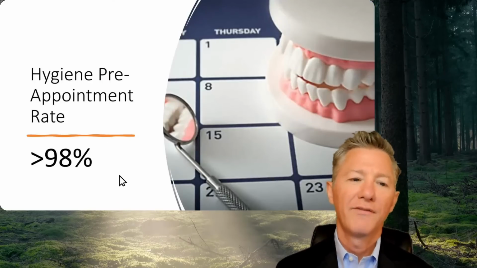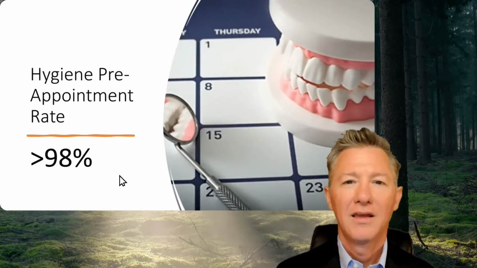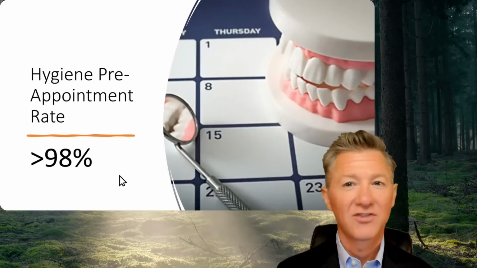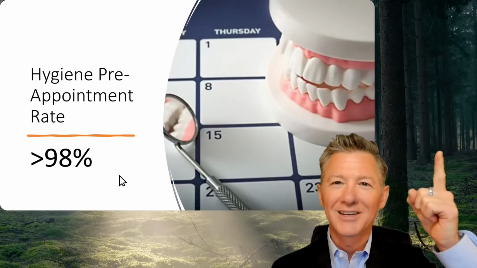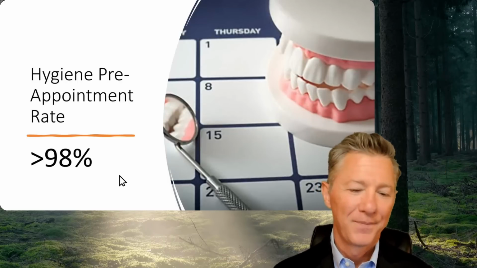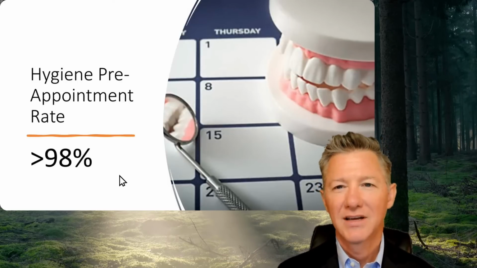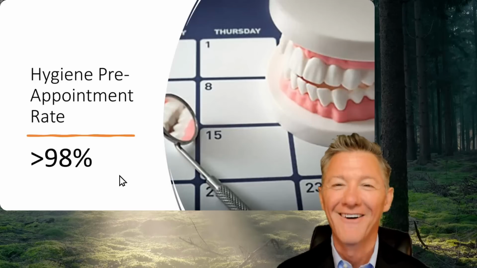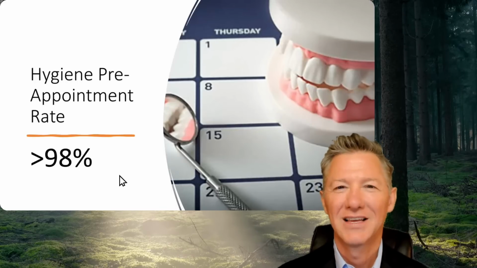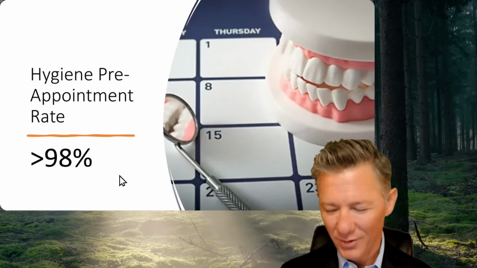The next goal, obviously, is our pre-appointment rate. It has to be greater than 98%. If it's not, it's a fail. And I have videos on that in the past. I'll put a link to a video here. So it's got to be greater than 98%. This is not, 80% is a B, no. 95% is an A, no. 95% is a fail. So anything less than 98% is unacceptable, and we have to make sure that we're reaching that goal.